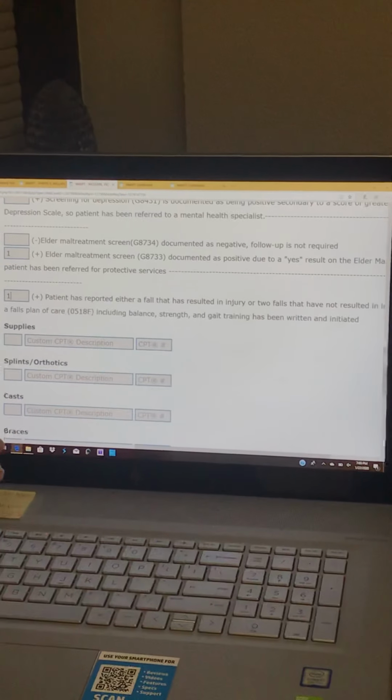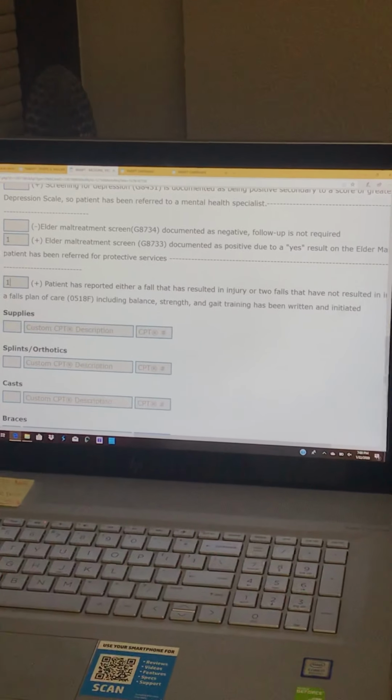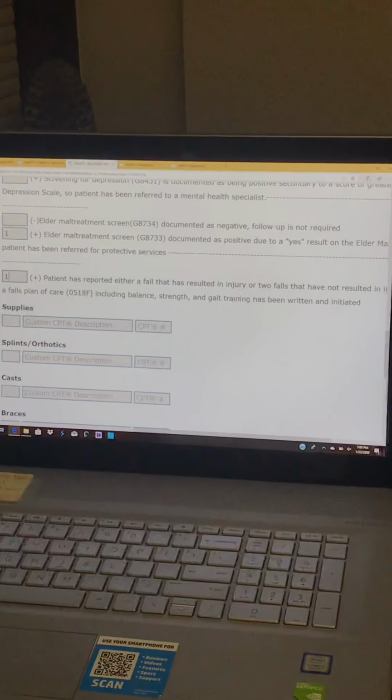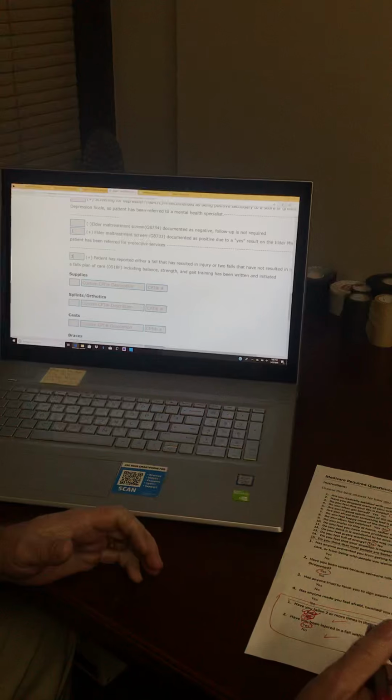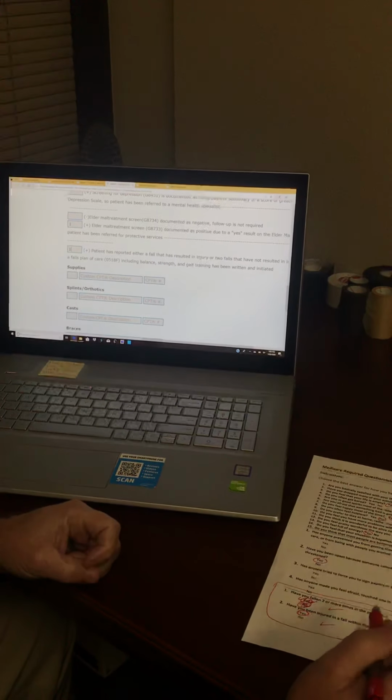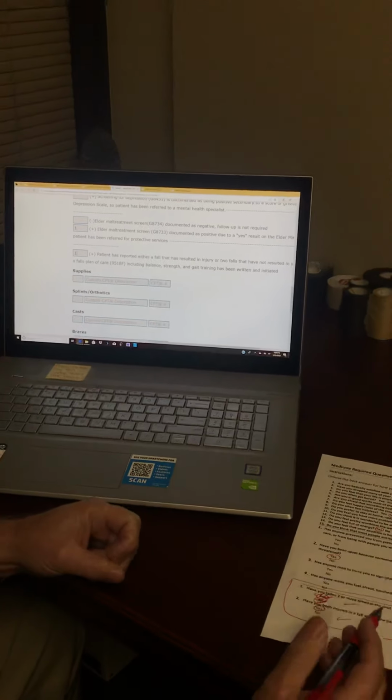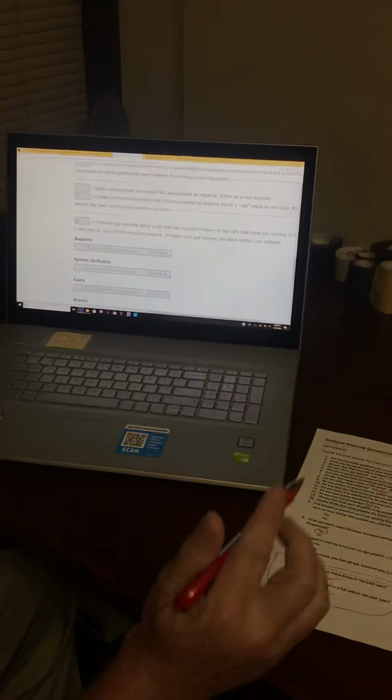And then basically when that happens, we just need to attest that in our treatment plan, which is found in the objective portion of our chart. In that treatment plan, we're going to be working on things like balance and strength and gait training. And those are things that we do anyway.